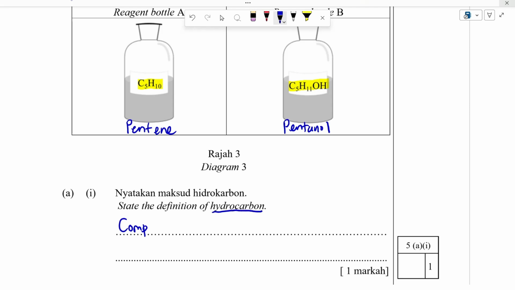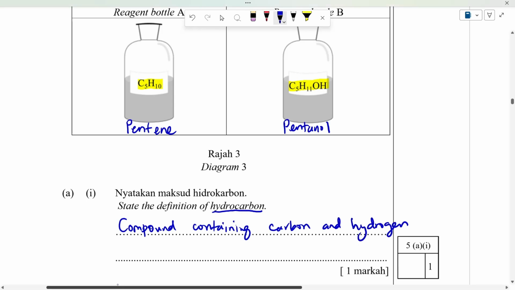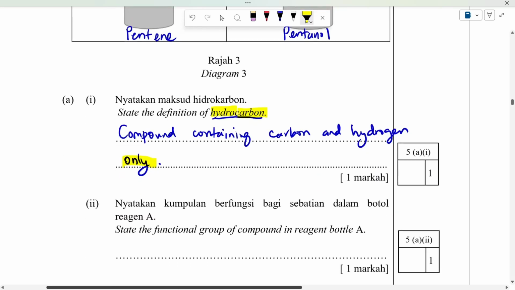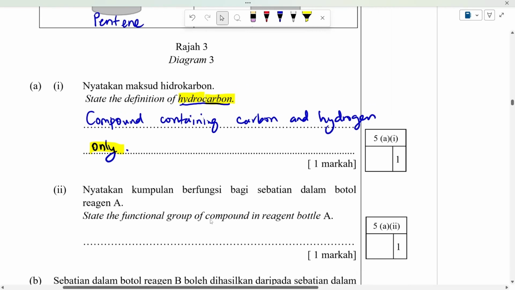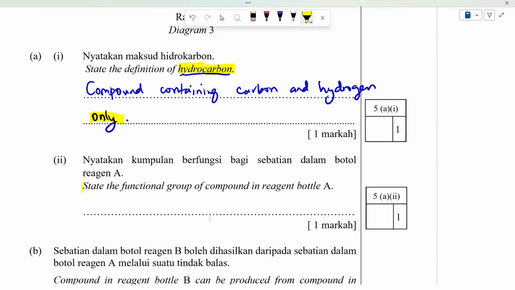Mention the "only". Here you just look at the name, not only the diagrams there. A compound containing carbon and hydrogen only. Because here it mentions hydrocarbons, it is not affected by these diagrams. Now, what is the functional group? State the functional group.